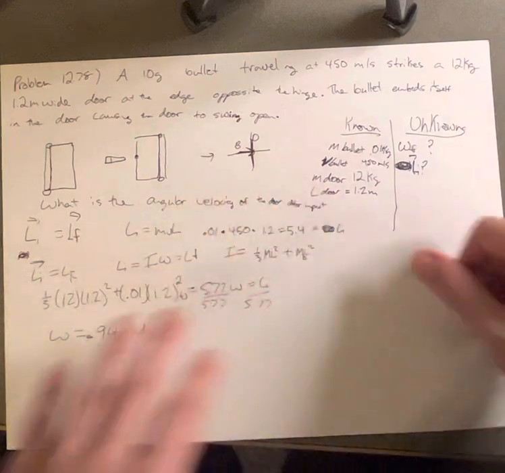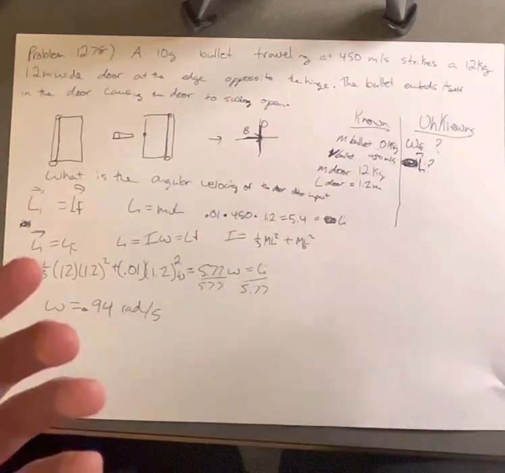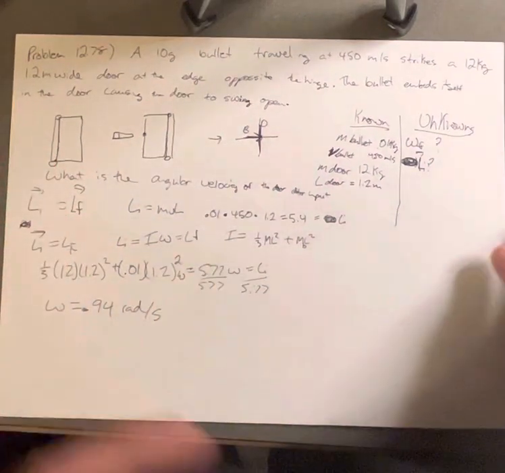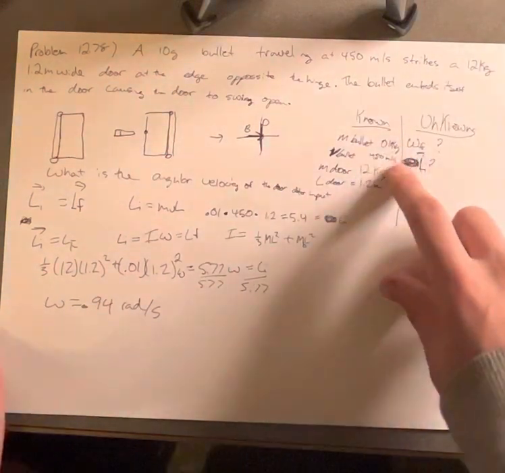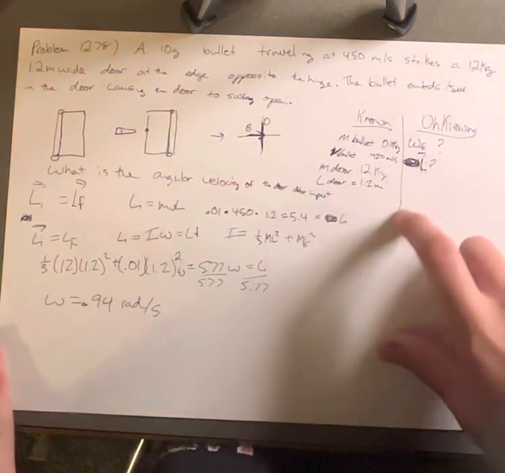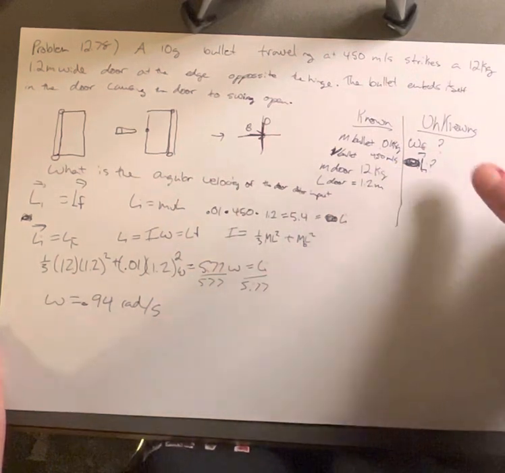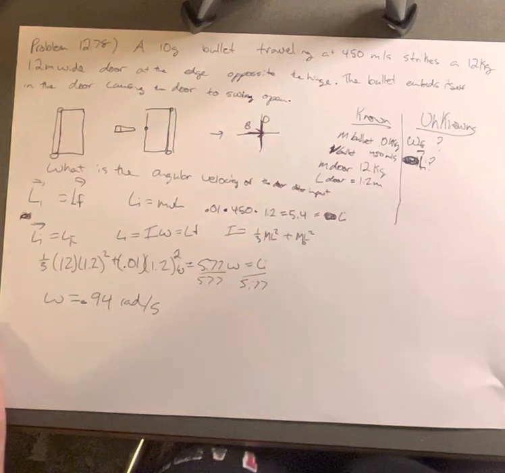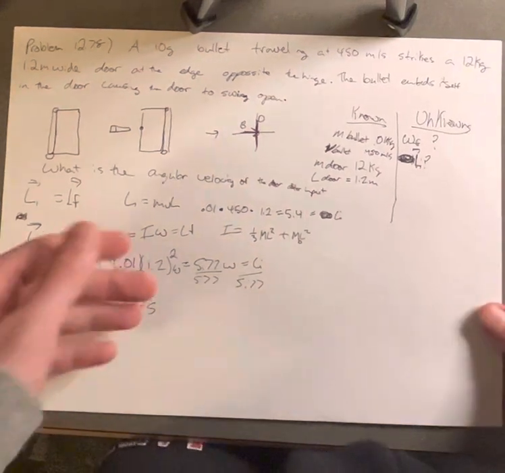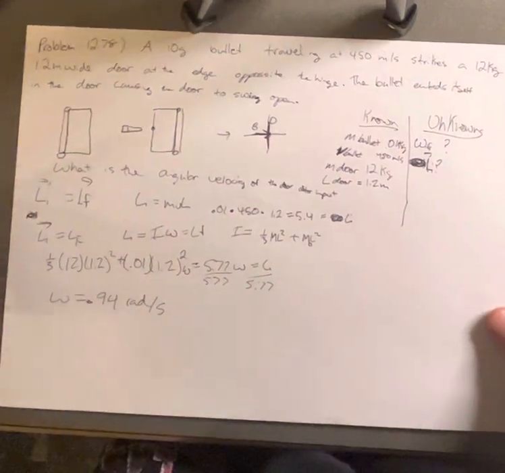So I've written down our knowns and unknowns, remembering to switch to our SI units. Make sure grams to kilograms. And we're trying to find first our initial momentum and then our final angular velocity. So initial momentum is going to be mass times velocity times the length.